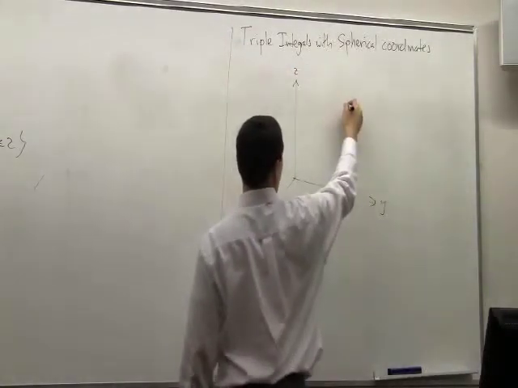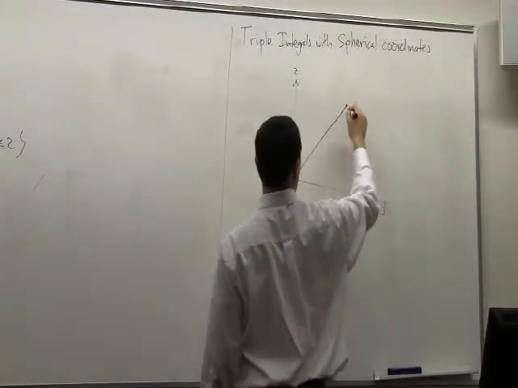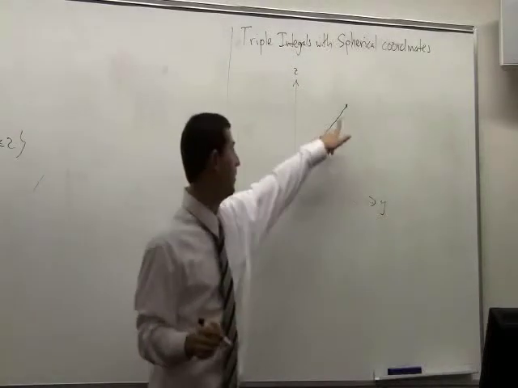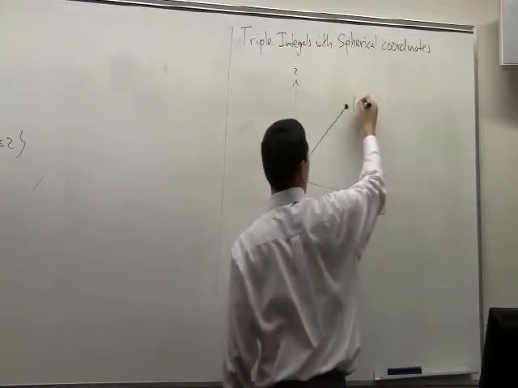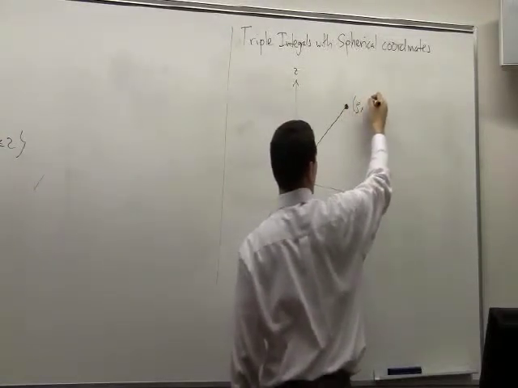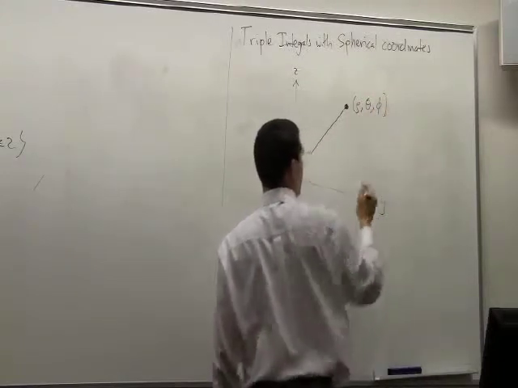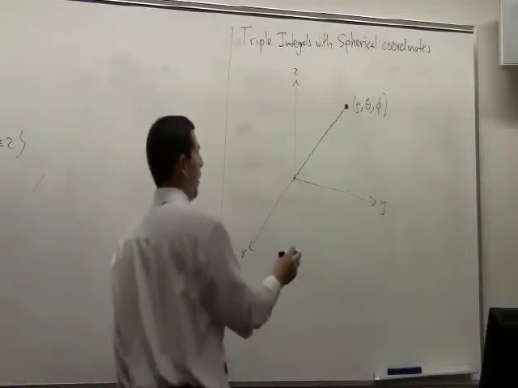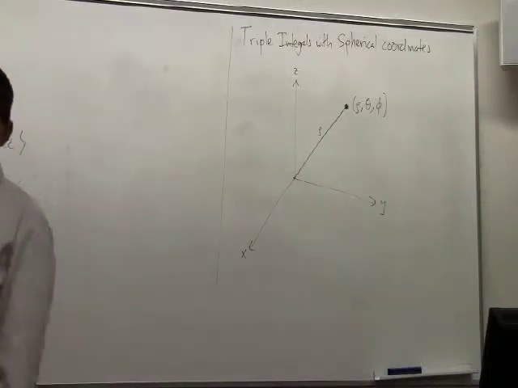So you take a point and we'll connect a ray from the origin to that point. And this point is going to be given a spherical coordinate that looks like, remember, this is rho, theta, and then phi. And rho, remember, was the length of this line segment going from the origin to the point.